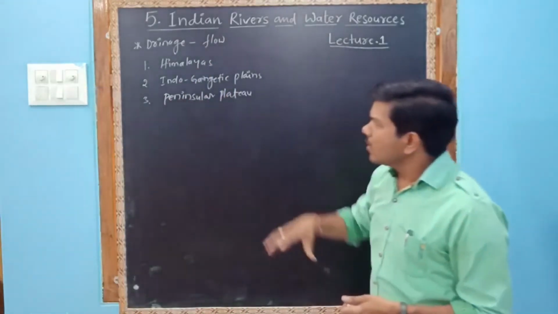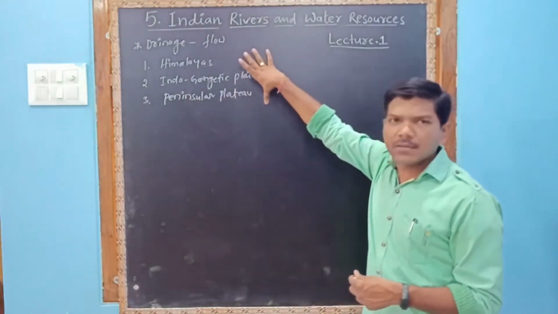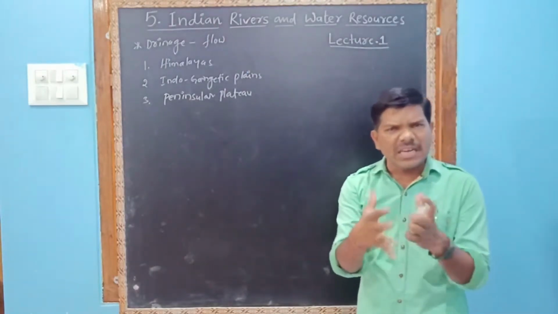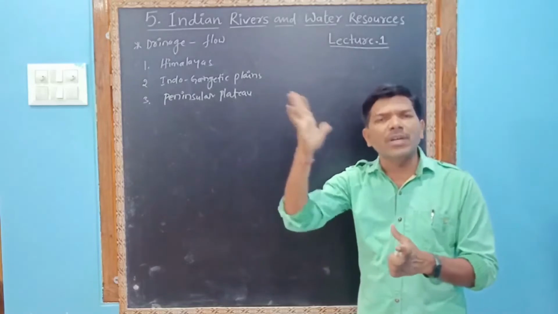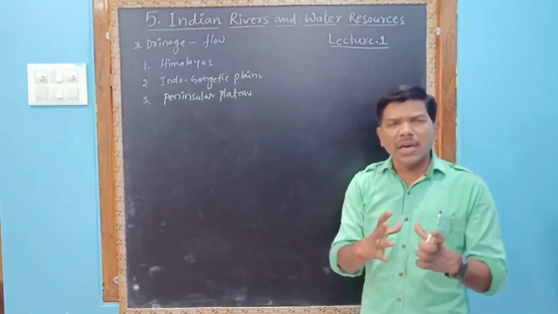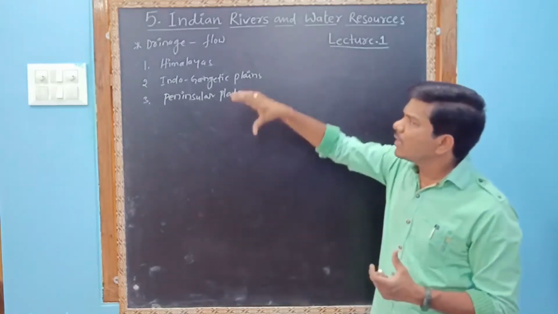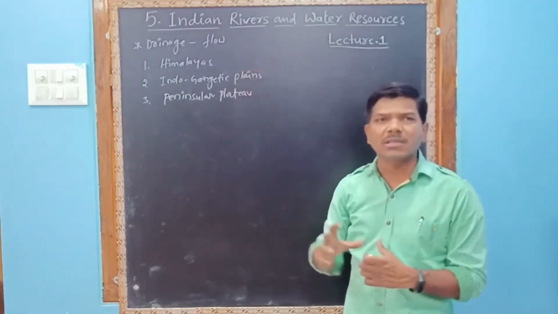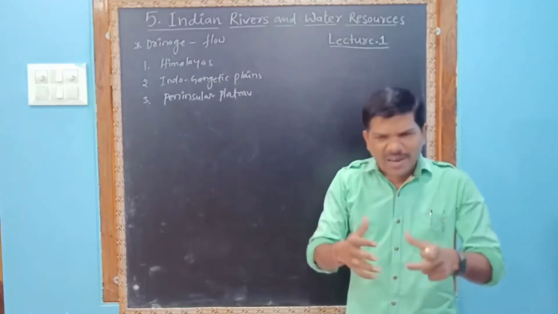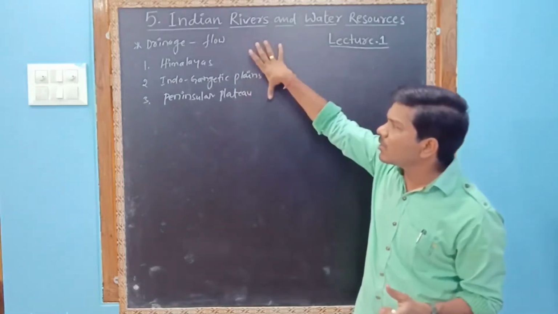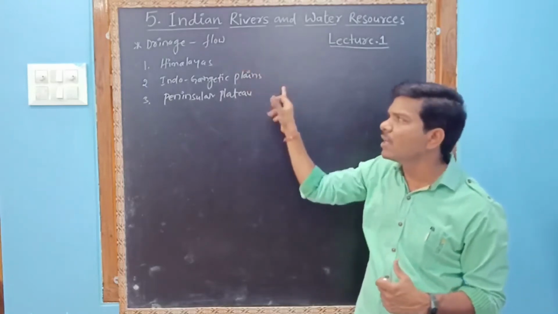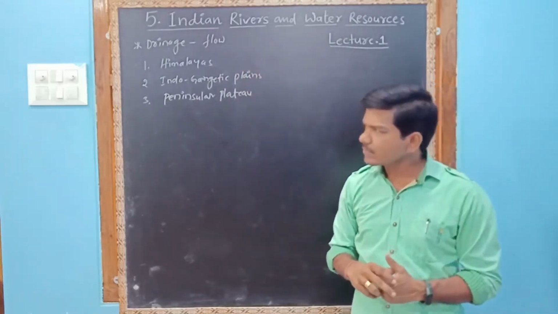Due to these three, our river systems evolved and adjusted. They flow in different directions and have different shapes. So we can say that our Indian drainage system has evolved and adjusted with the evolution of these three important physiographic units.